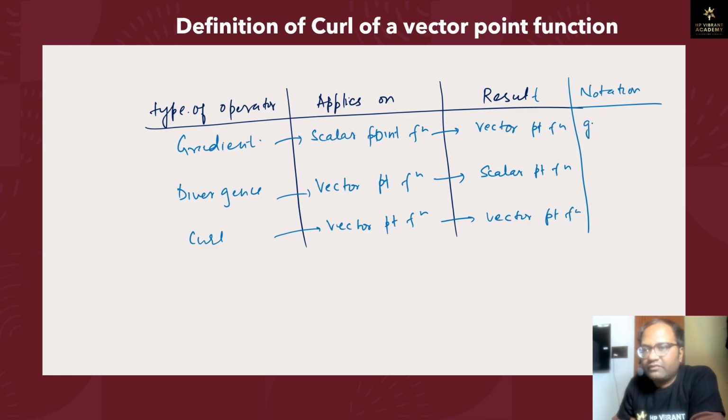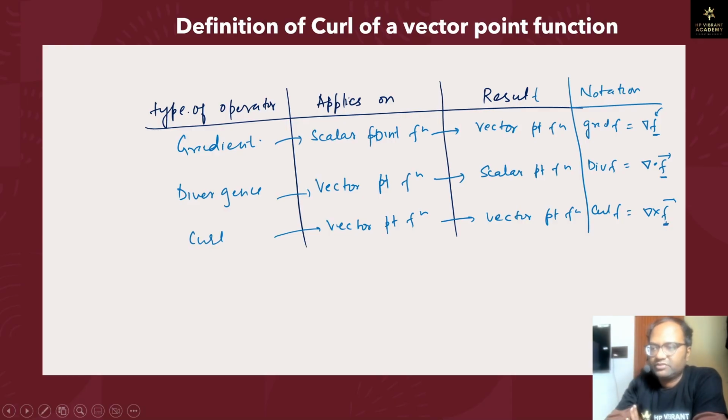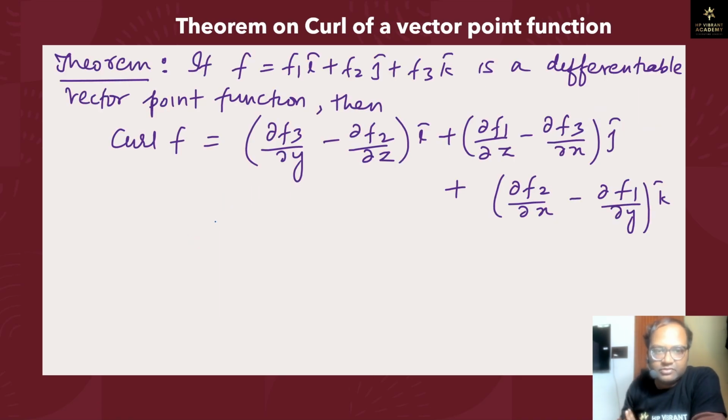So the gradient of f is equal to del f, divergence of f is equal to del dot f. Okay, so this is a scalar quantity and f is a vector point function. Curl of f is equal to del cross f. F is a vector point function. So here f is a scalar, here f is a vector point function, and in the case of curl, this is a vector point function. Okay, so let us move on. This we have already proved. Curl of f is given by these particular expressions.